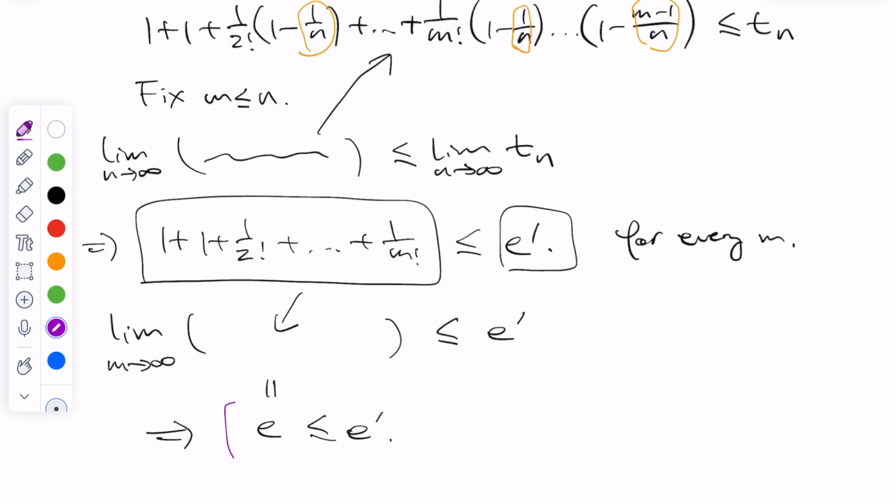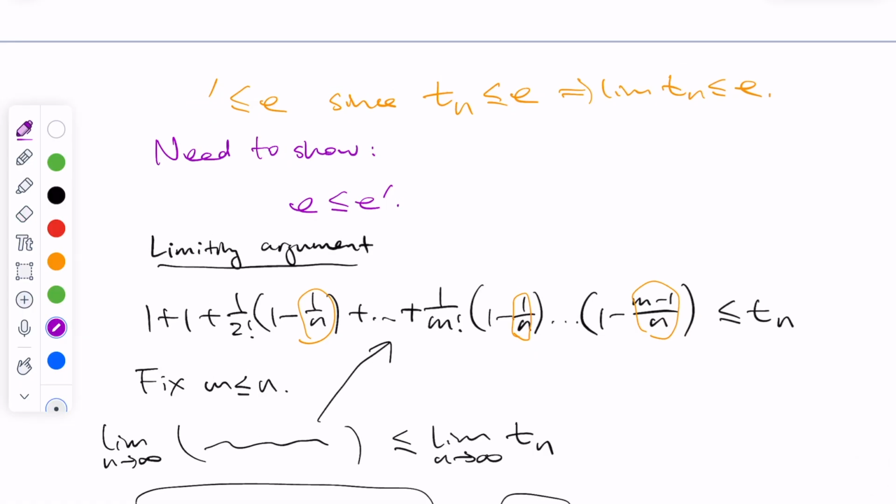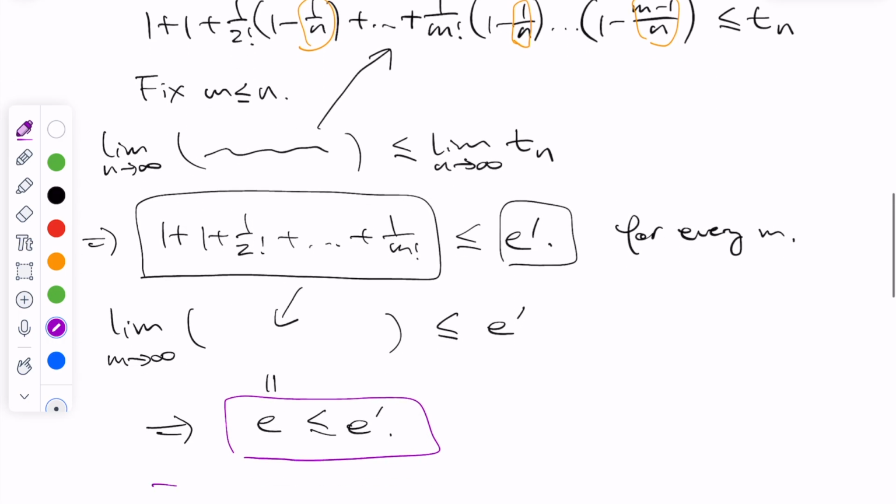So if we combine this, e is less than or equal to e prime, together with this here, e prime is less than or equal to e. If I can just box that. These two things together imply that e is equal to e prime, and we're done.